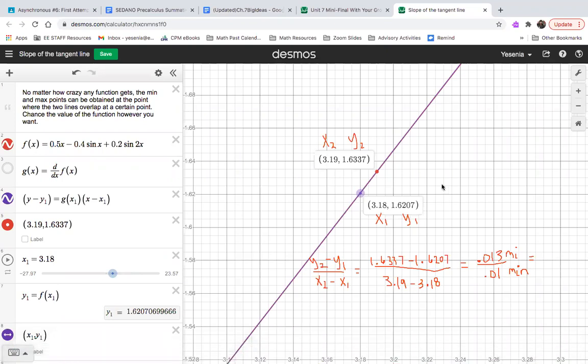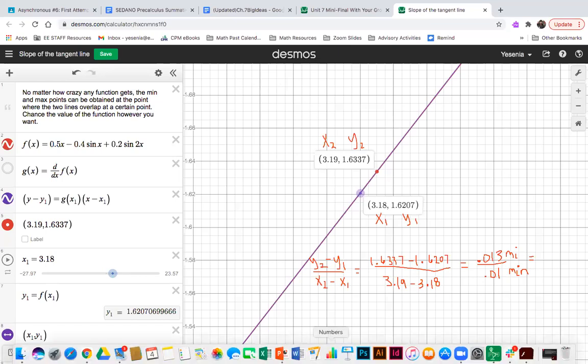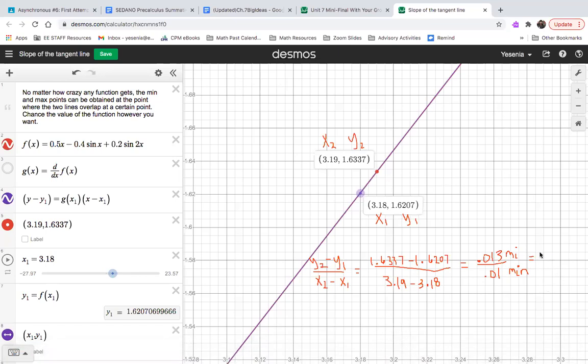Isn't it 1.3, like the chat says? Okay, you got it too? Yay. Okay, so 3 of you got 1.3. Awesome, in agreement there. Great. So we got 1.3, and it's going to be miles per minute.